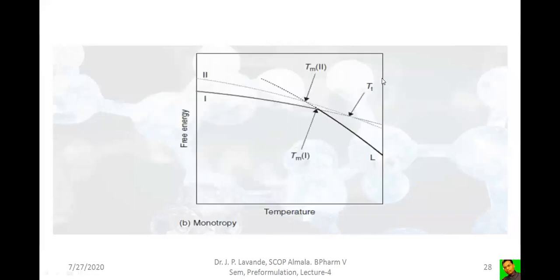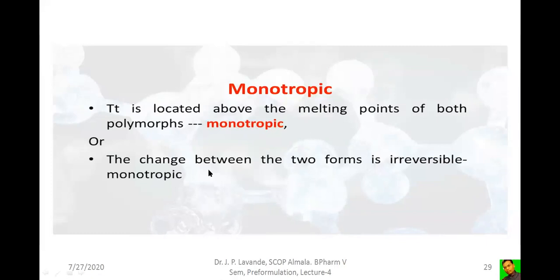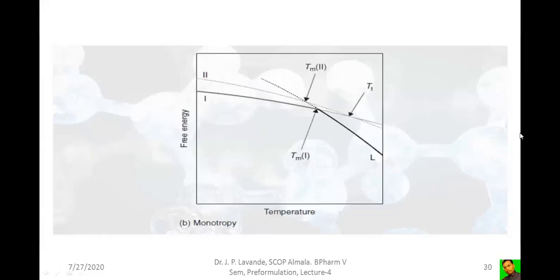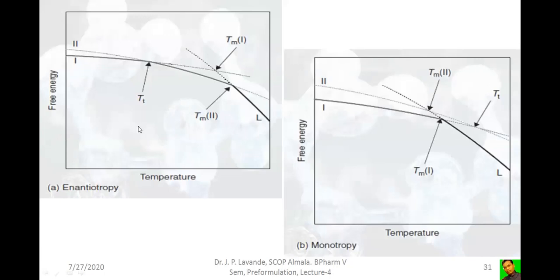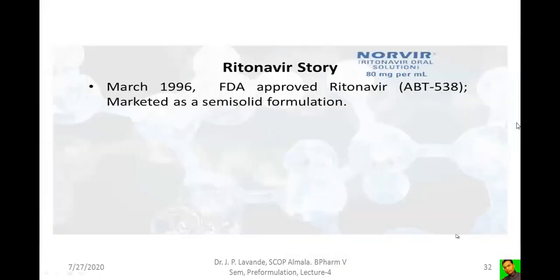You can see here particularly the transition temperature is above the melting temperature of the first and the melting temperature of the second one. So the change between the two forms is irreversible. In case of enantiotrope, the change is reversible. In case of monotrope, the change is irreversible. So here you can see the basic difference. This is the enantiotrope. Just at a glance you can see the transition temperature is below, and for the monotrope the transition temperature is above the individual melting temperatures.